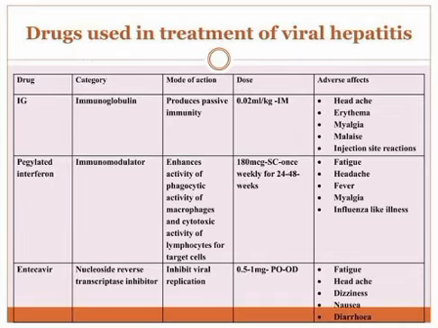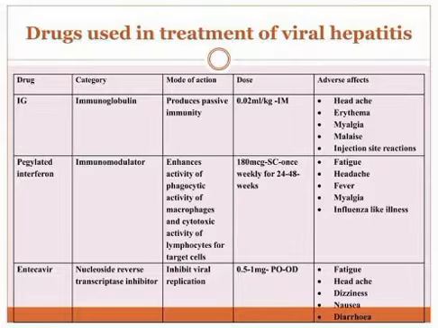Next will be the drugs used in the treatment of viral hepatitis. First, we have immunoglobulins, which produce passive immunity, with a dose of 0.02 ml per kg by the intramuscular route. It may also have some adverse effects like headache, erythema, myalgia, malaise, and injection site reactions.